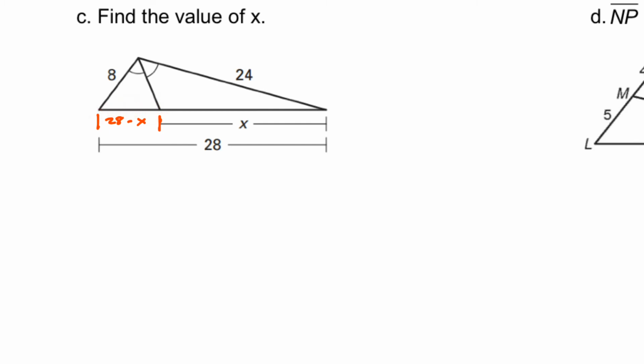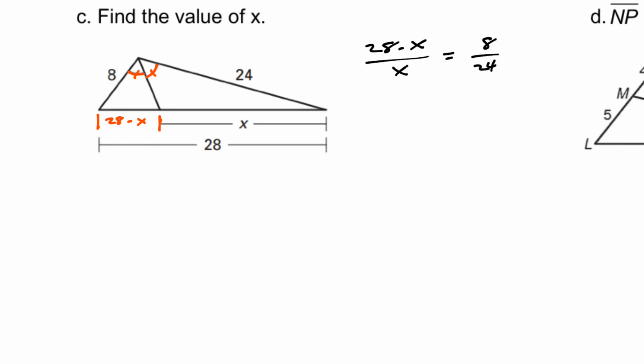Now the other thing I should be saying is, in order to use this angle bisector theorem, we have to have an angle that's bisected. So we want to make note that, yes, right here, this angle is congruent to this angle. So we do have an angle bisector, so we can apply the theorem. So let's just go ahead and write our proportion. We will write 28 minus x over x is equal to 8 over 24.